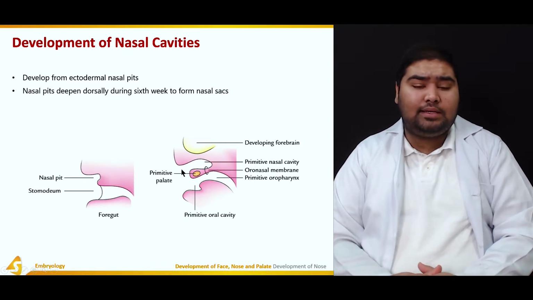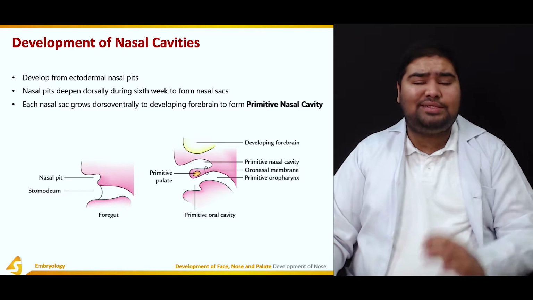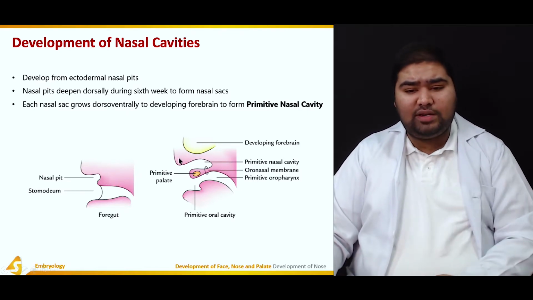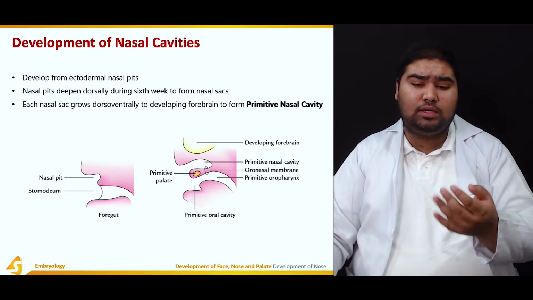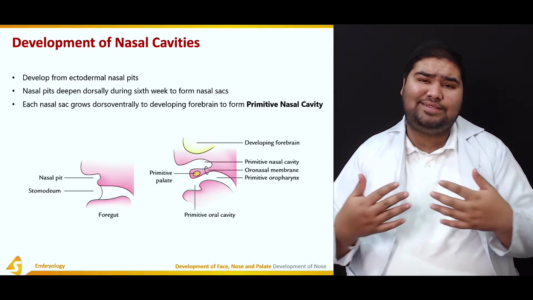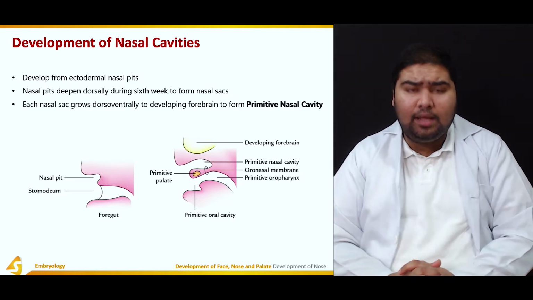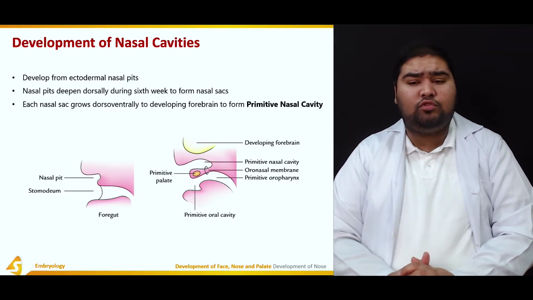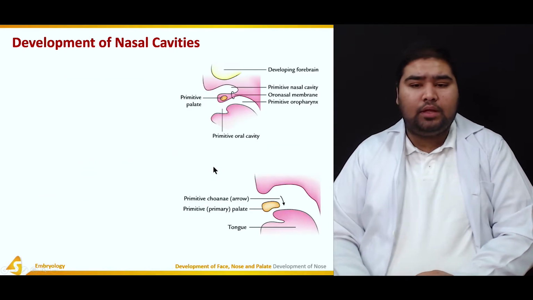Now each nasal sac grows dorsoventrally to develop from the primitive nasal cavity. So this nasal sac grows dorsoventrally. Initially it was growing only dorsally, but now it develops dorsally as well as ventrally, because now it is rapidly expanding to form the primitive nasal cavity.